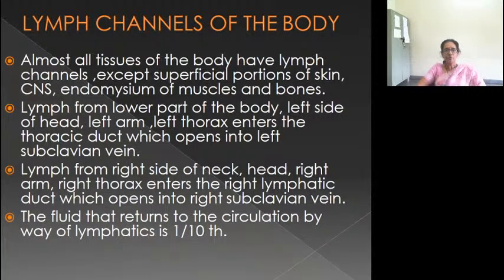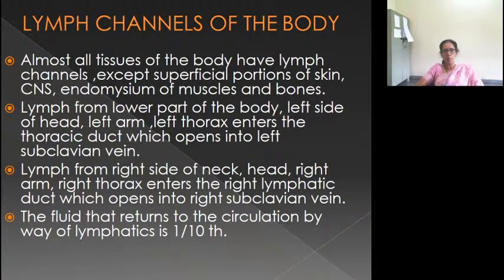Now, lymph from the lower part of the body, left side of head, left arm, and left thorax enters the thoracic duct, and this thoracic duct opens into the left subclavian vein. The thoracic duct is a bigger duct, so it takes lymph from most of the tissues of our body. Lymph from the right side of neck, head, right arm, and right thorax enters the right lymphatic duct. Comparatively, the right lymphatic duct is much smaller than the thoracic duct, and it opens into the right subclavian vein.